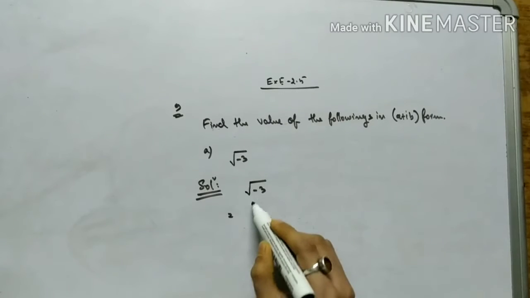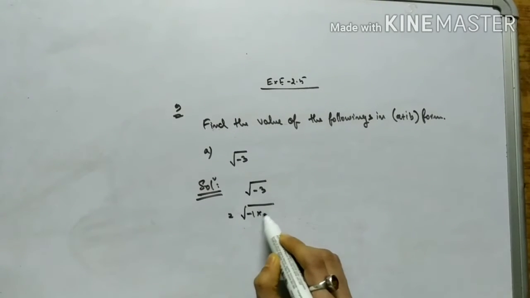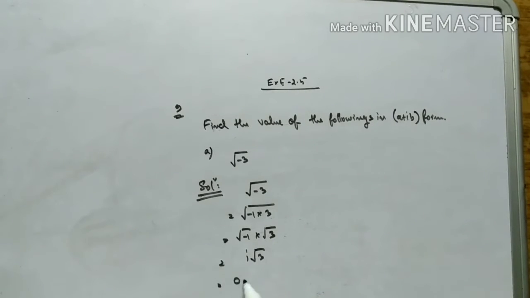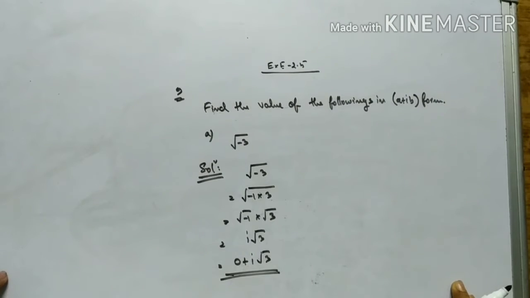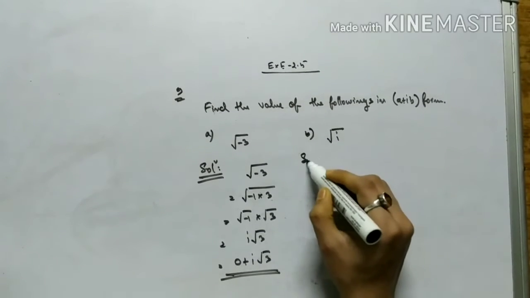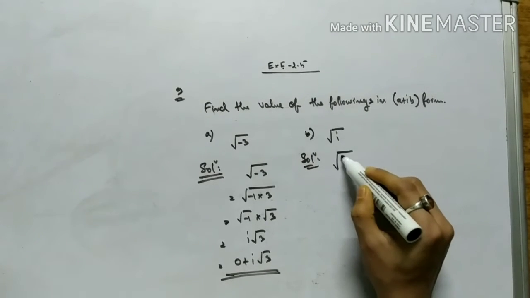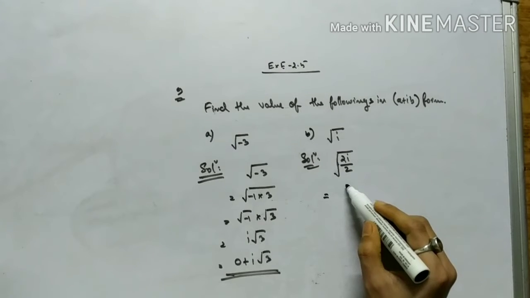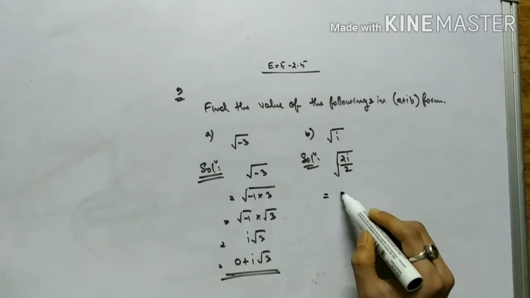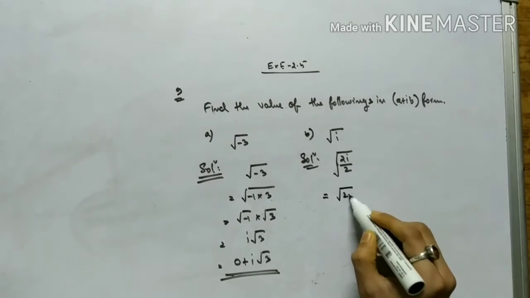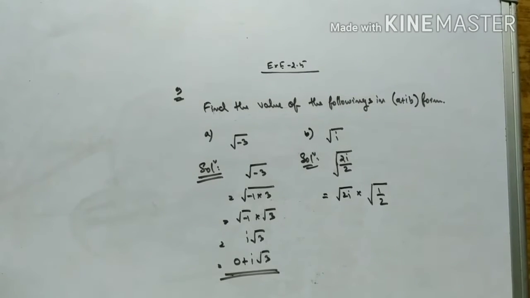So root over minus 3, I can write as root over minus 1 into 3, root over minus 1 into root over 3. So this is i root 3. So this is 0 plus i root 3. This is in a plus ib form. Okay, understand? Next, part B, root over i. This one you see, root over i I can write as root over twice i by 2. Yes, I can write it like that. So this one I can write as root over twice i into root over 1 by 2. Yes, I can write it in this way.